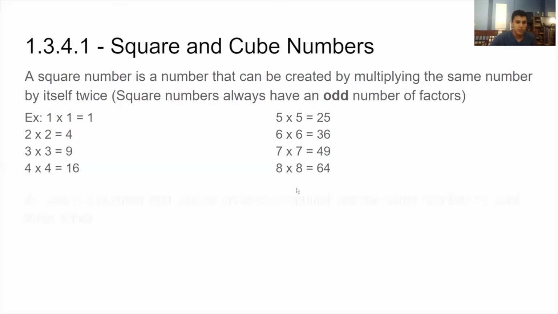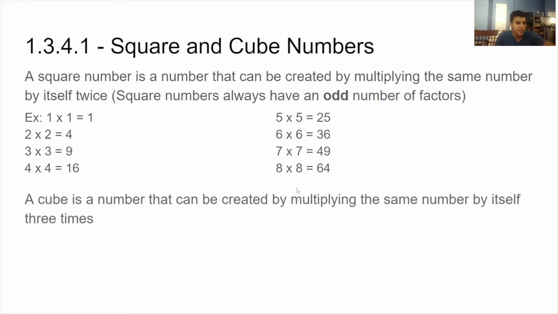Next, cube numbers. Cube numbers are a cousin of square numbers that can be created by multiplying the same number by itself 3 times as opposed to twice, which is how you create a square number. And so that's pretty simple. Cube numbers, be careful, are always going to have an even amount of factors for their own reasons.